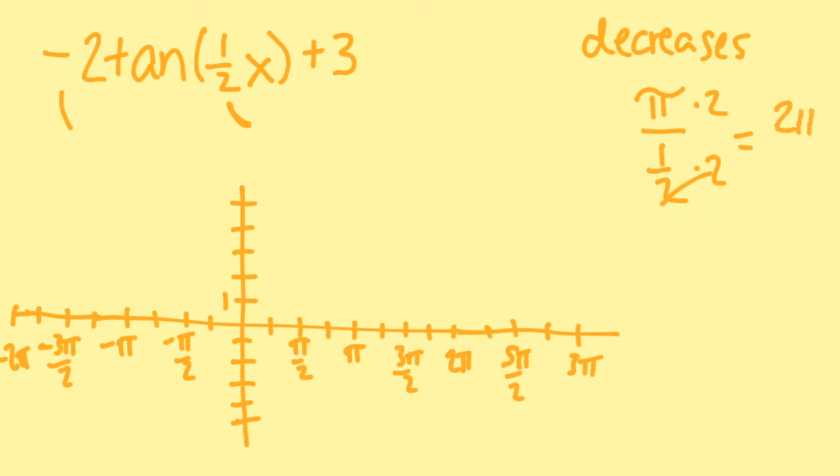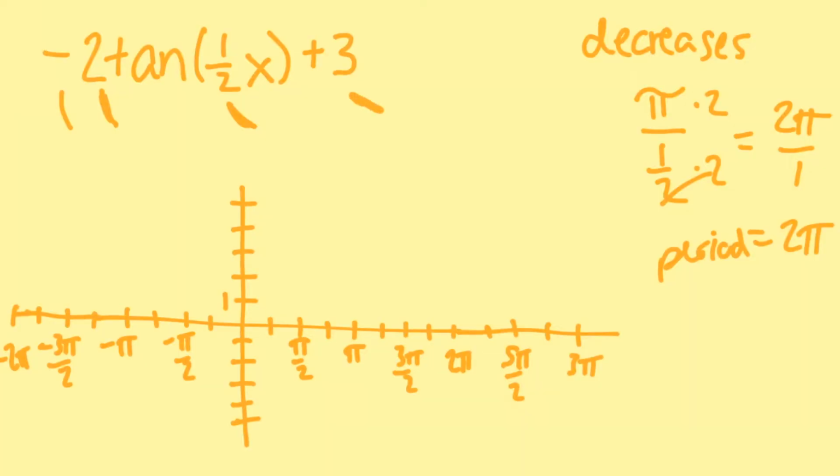We can multiply both by 2. We get 2 pi over 1, which is 2 pi. The 2, that would normally be our amplitude, but remember there's no amplitude, so that's going to be our stretch factor. And then the plus 3 is a vertical shift by 3.